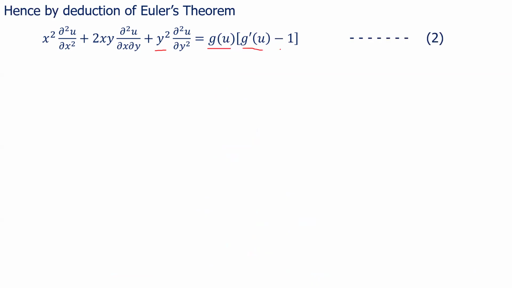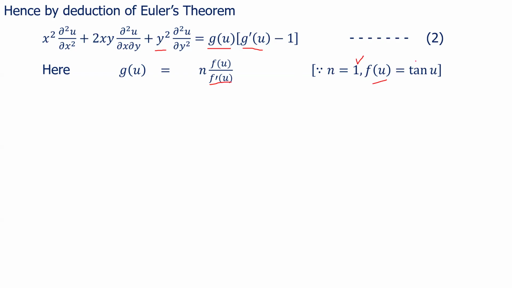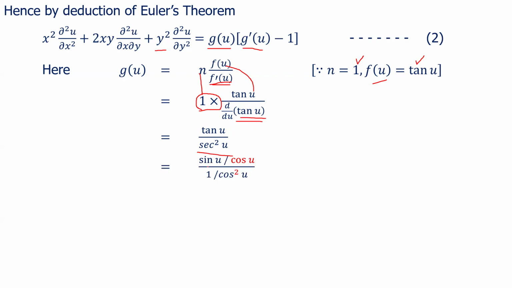Let us first try to find out the value of g of u. So g of u is equal to n times f of u upon f dash of u. Here the degree of the homogeneous function is 1, and f of u equals tan u. So let us put all these values over here. n is 1, f of u is equal to tan u, and f dash of u is the derivative of tan u with respect to u. So this will become tan u upon sec² u, tan u is sin u upon cos u, and sec² u is 1 upon cos² u.